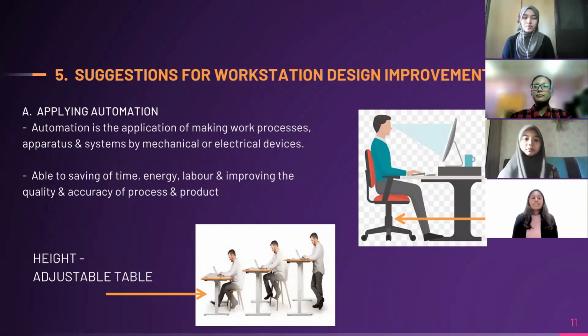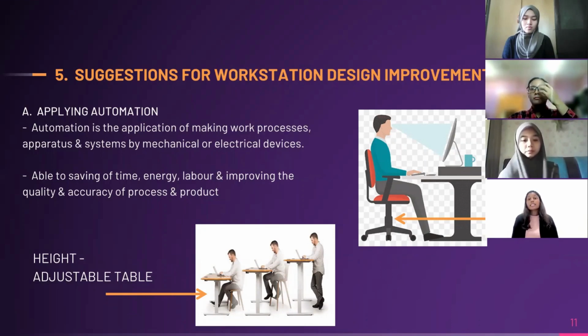Okay, thank you. Lastly are the suggestions. The first one is applying automation. Applying automation is the application of making work processes, apparatus and systems run by mechanical or electrical devices. Tasks can be eliminated or made less repetitive. Thus, it is able to save time, energy, and labor, and improve the quality and accuracy of process and product.